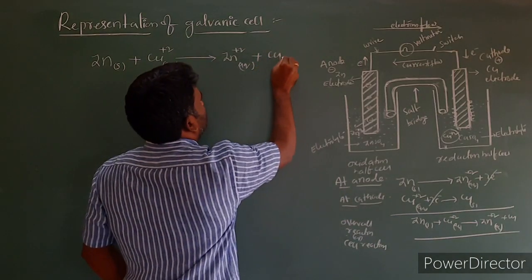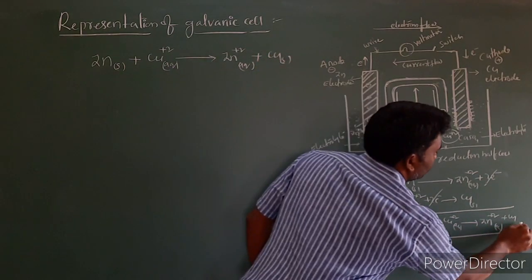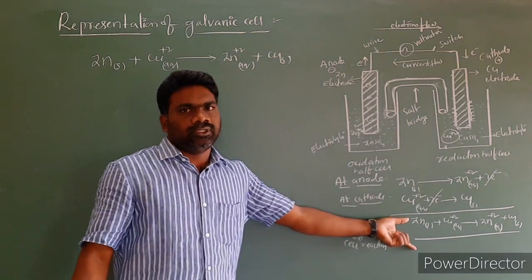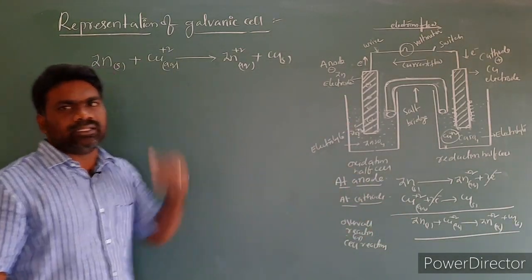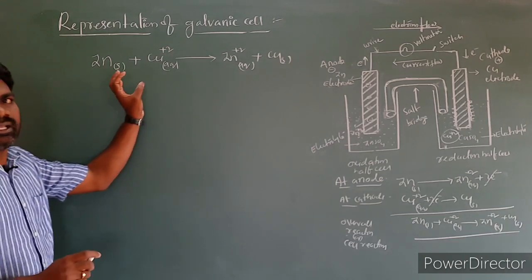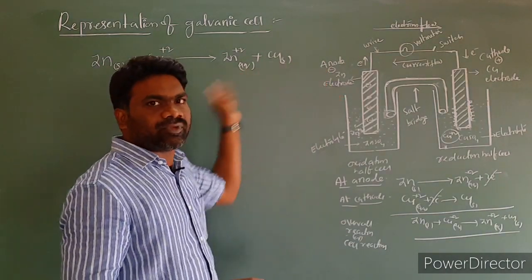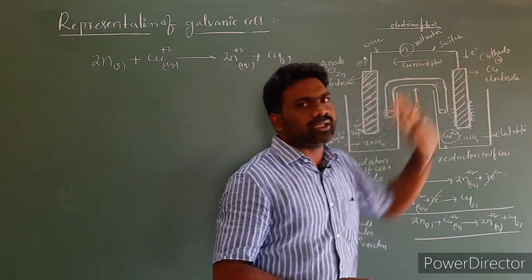Copper, solid form. So we are taking this equation, and we have to represent this cell using it. While representing the galvanic cell, first we take the anode on the left hand side and the cathode on the right hand side.